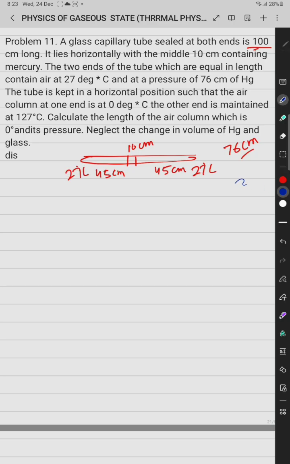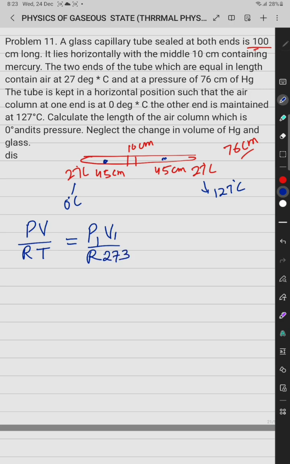Now it is 27 वाला 100 27 पे किया गया है और 27 डिग्री वाला 0 डिग्री सेंटीग्रेड पे किया है. So we can say initial pressure into volume divided by R into T, initial temperature, and the number of mole of the air in this is the same और दोनों साइड सेम होंगे. So suppose the pressure in the first part is P1, V1 upon R and the T1 is 273.